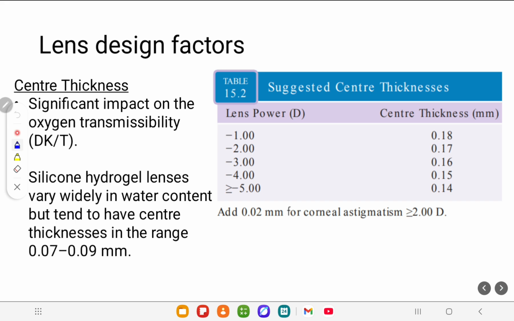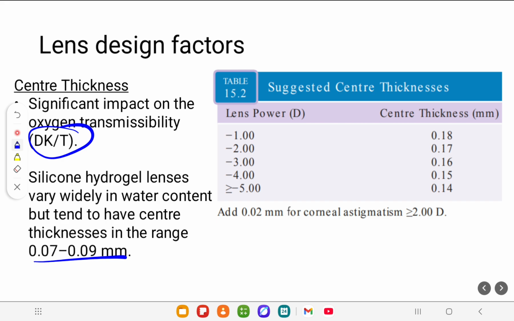Central thickness has a significant impact first on Dk/t, basically oxygen transmissibility. Silicone hydrogel lenses vary widely in water content, but tend to have a central thickness ranging from 0.07 to 0.09 mm. It depends on the company, the material, and a lot of other things, so we have to watch.